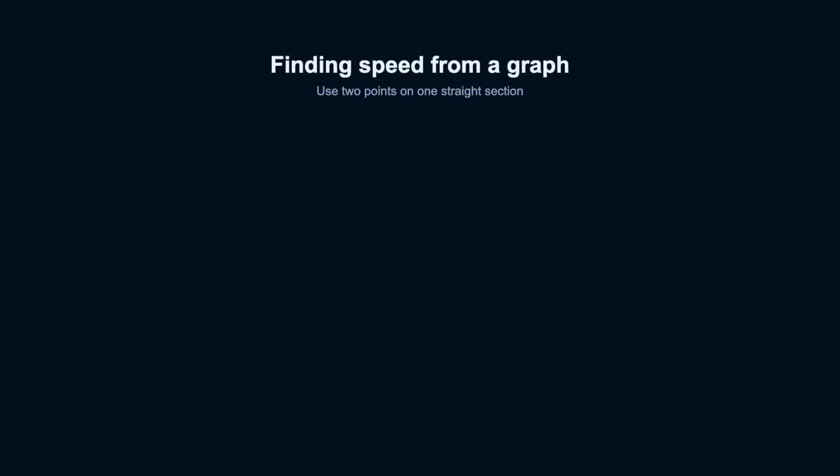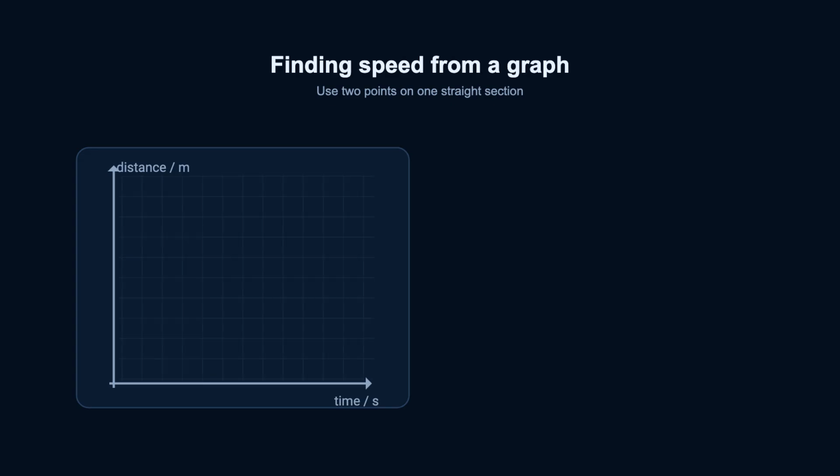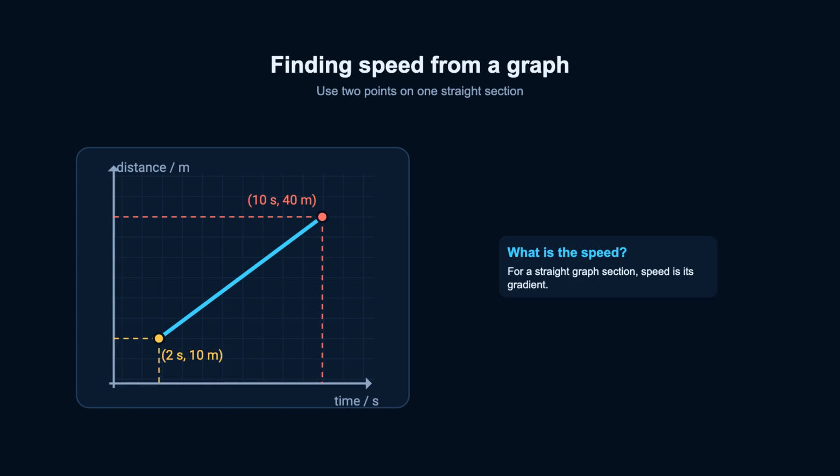Suppose a straight section of a distance time graph passes through 10 meters at 2 seconds and 40 meters at 10 seconds. What speed does that represent? Find the change in distance. 40 minus 10 is 30 meters. Find the change in time. 10 minus 2 is 8 seconds. Divide 30 by 8, and you get about 3.75 meters per second.